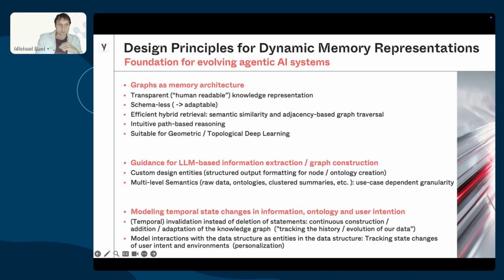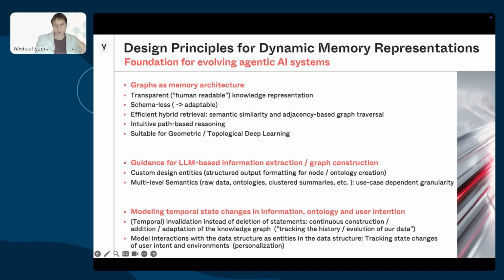In particular, two things might stand out. The one is the key idea of replacing the deletion of statements, facts, and elements with a temporal invalidation, because that gives us the possibility of tracking the history of the evolution of our data, and really being able to use that between potential facts that we've been learning. The second one is to model the interactions with a data structure by an agent or a user as entities within the same data structure.